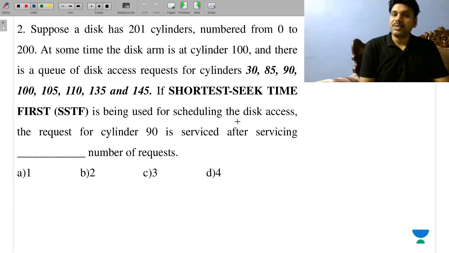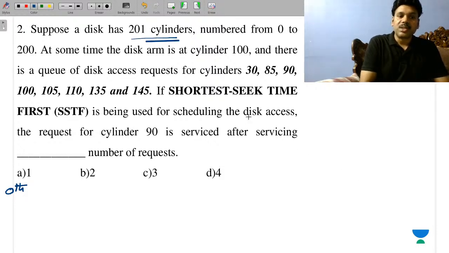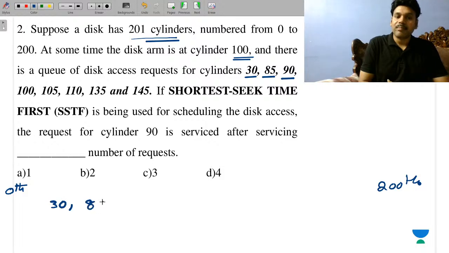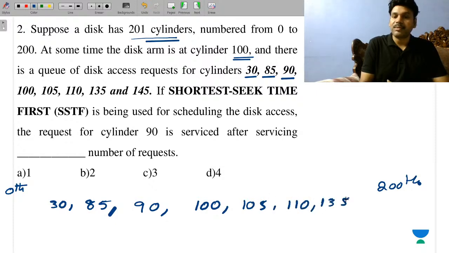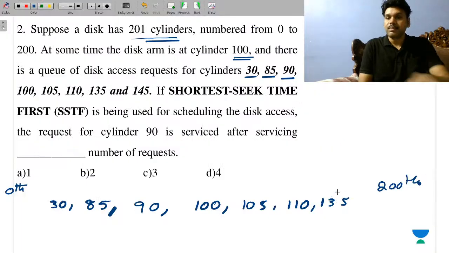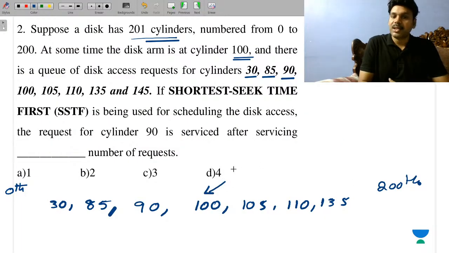And the next question: here there are 201 cylinders, so from the 0th cylinder to the 200th cylinder. Right now the arm is at 100, and some requests have come. They are already given in ascending order: 30, then 85, then 90, then 100, then 105, then 110, then 135.